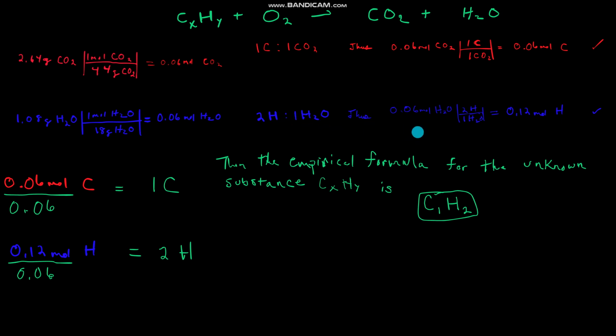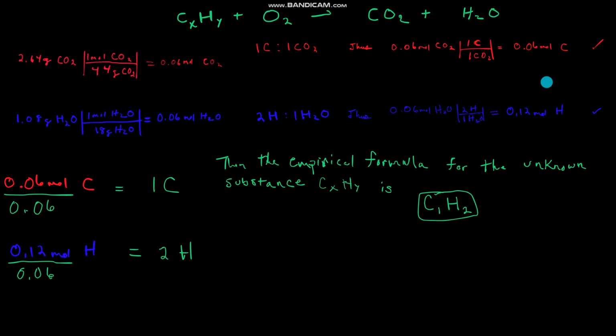So we're going to take the 0.06 moles of H2O and multiply it by the 2 hydrogens in H2O per every 1 H2O. Again, there's 2 hydrogens in 1 H2O, so this is your ratio that you set up, just like we did with the carbon. You get 0.12 mole of hydrogen.